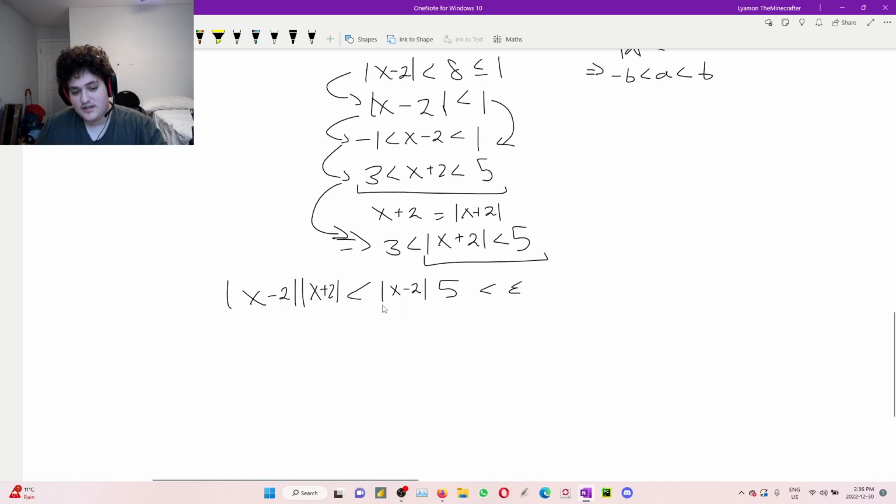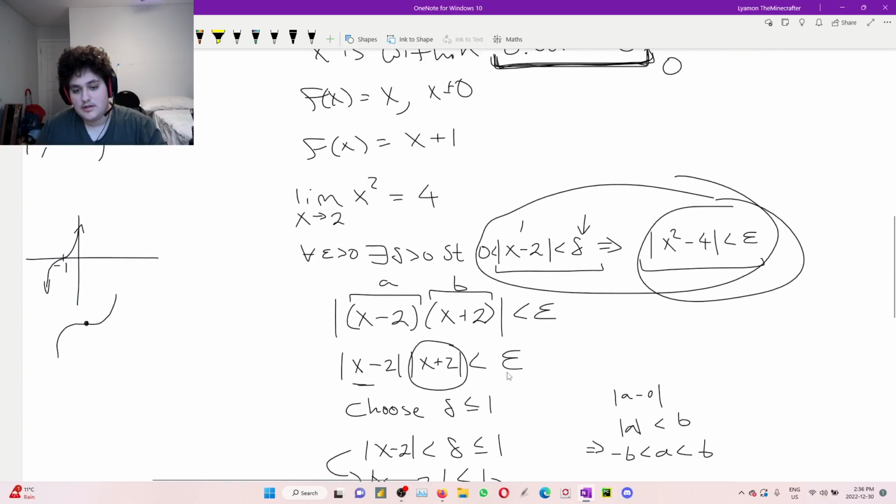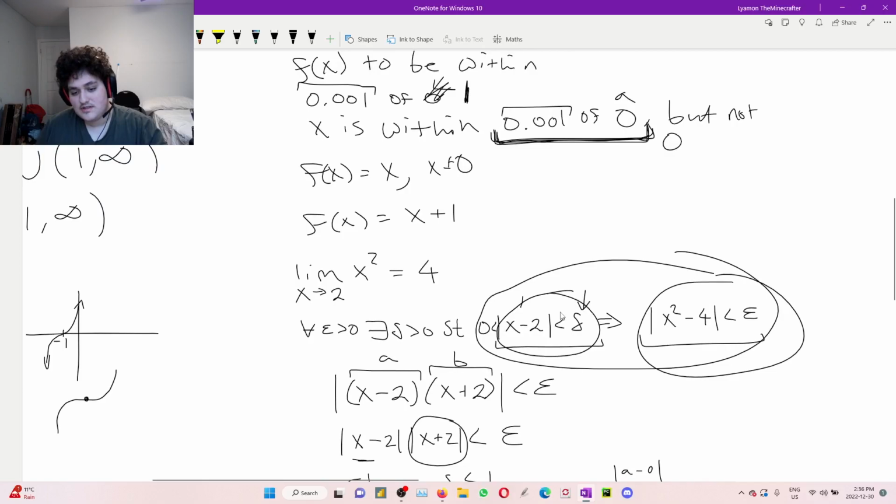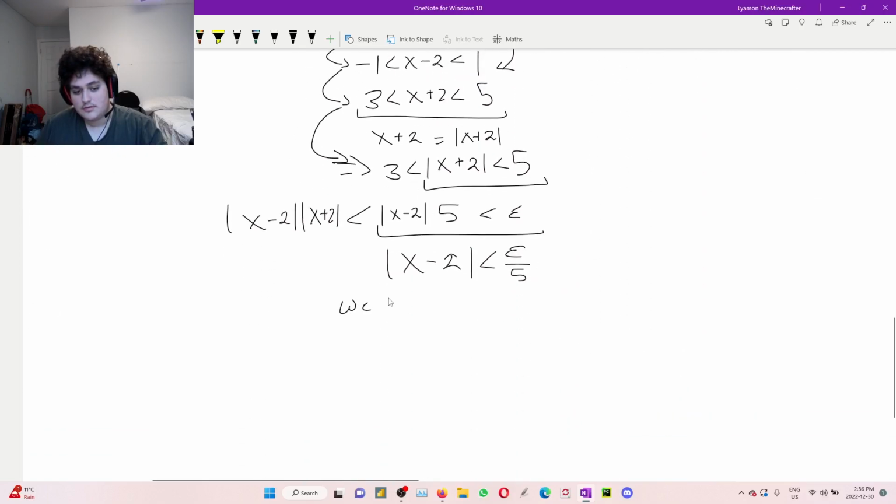So then from here we have this, so then we just have x minus 2 less than epsilon over 5. But we know that x minus 2 is less than epsilon, so then if epsilon were equal to epsilon over 5, that would work, right? And we know that epsilon's positive, so we know that a positive number divided by 5 is still going to be positive, so that's good.